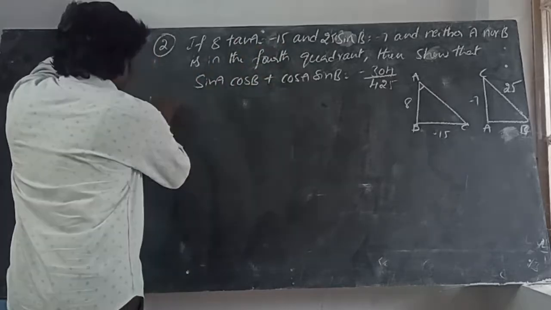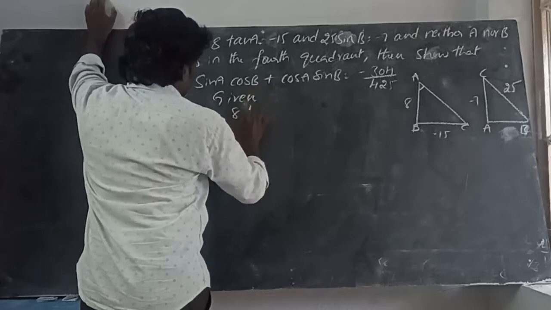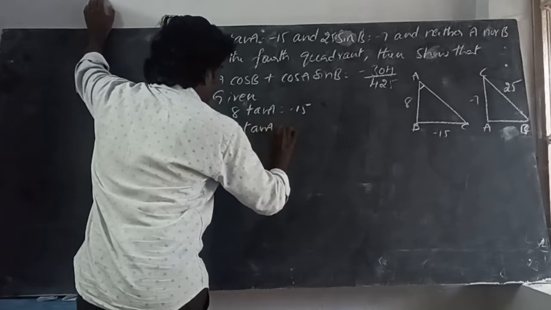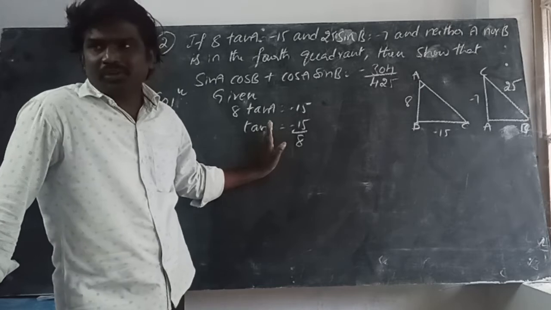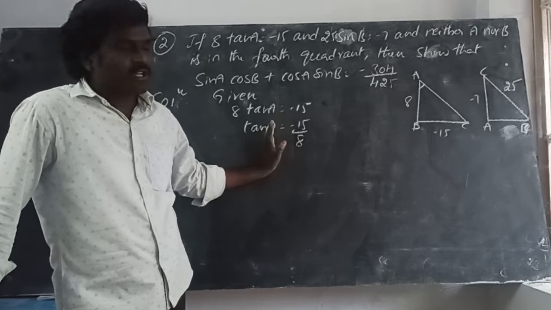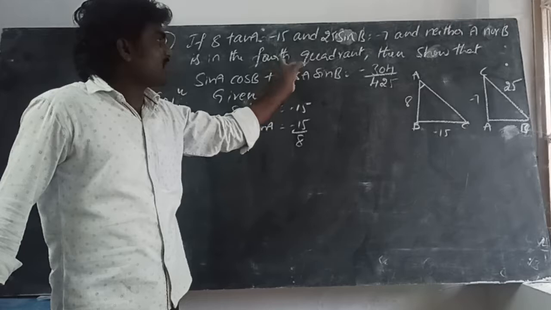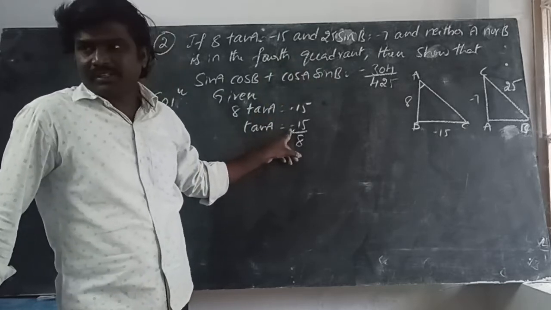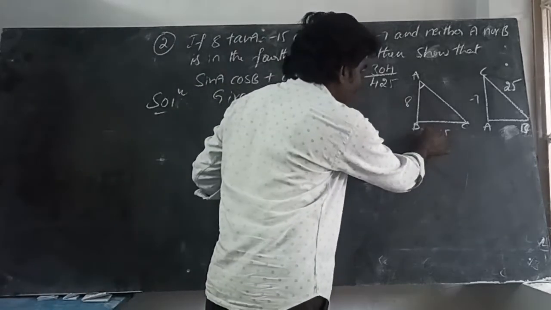Here, given 8 tan A is equal to minus 15, tan A is equal to minus 15 by 8. So tan is negative in which quadrant? Second quadrant and fourth quadrant it is negative. They have given that A and B are not in the fourth quadrant. That means tan is negative, so it is in the second quadrant. So tan A is equal to minus 15 by 8.